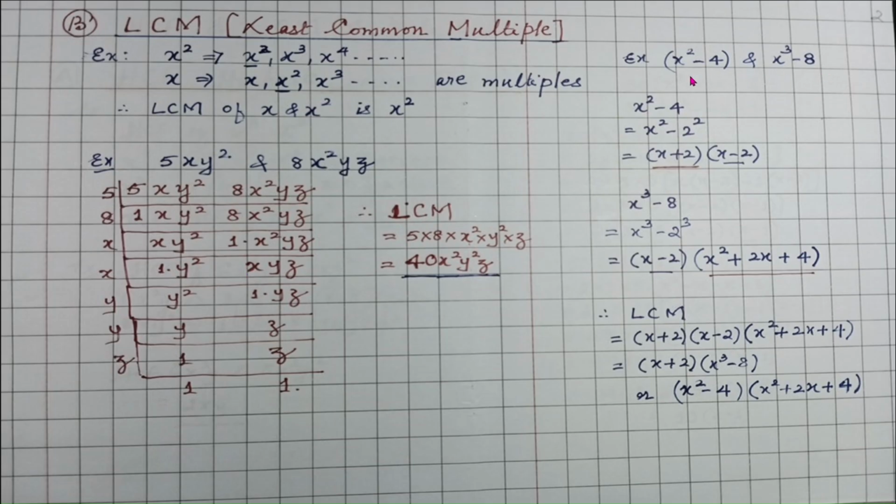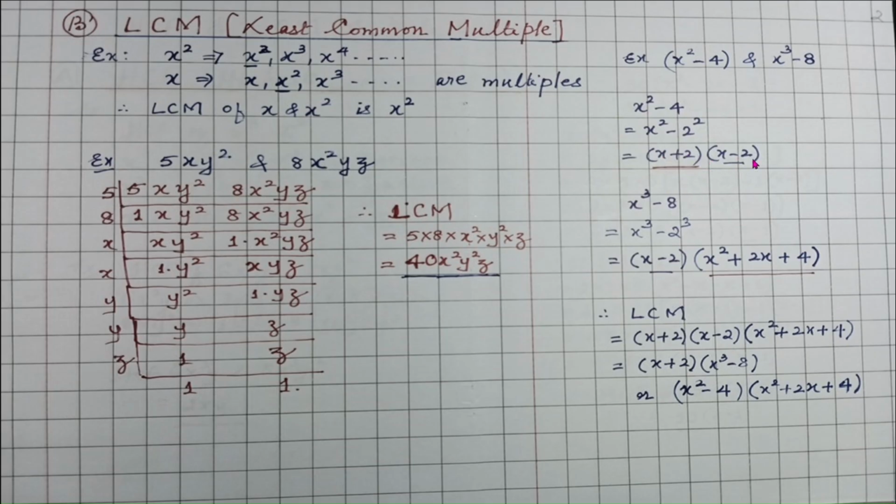Now here, to find the LCM of x² − 4 and x³ − 8. Now x² − 4 becomes x² − 2², then this is a² − b² form. It is (x + 2) into (x − 2) by applying the identity a² − b² = (a + b)(a − b). Now x³ − 8 is x³ − 2³. Now use the identity a³ − b³, that is (a − b)(a² + ab + b²). Therefore (x − 2)(x² + 2x + 4) are the factors of x³ − 8. Now compare the factors here.